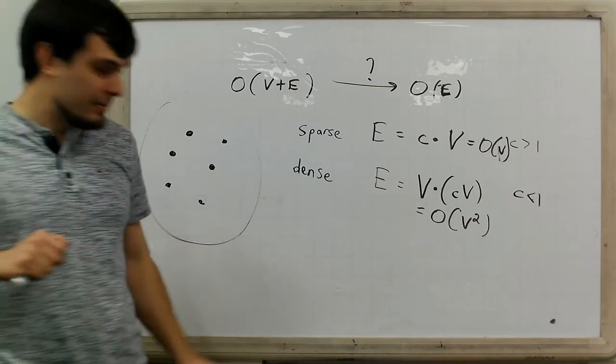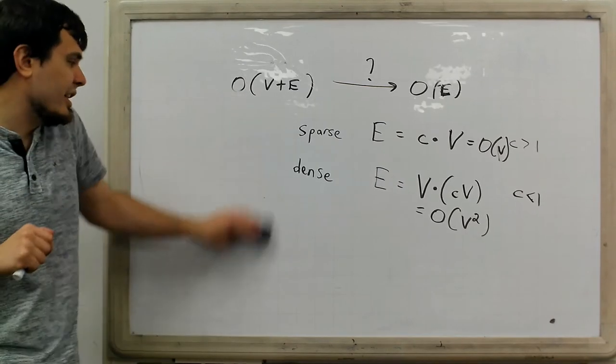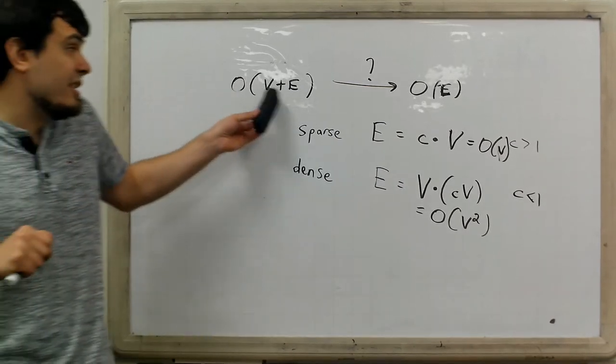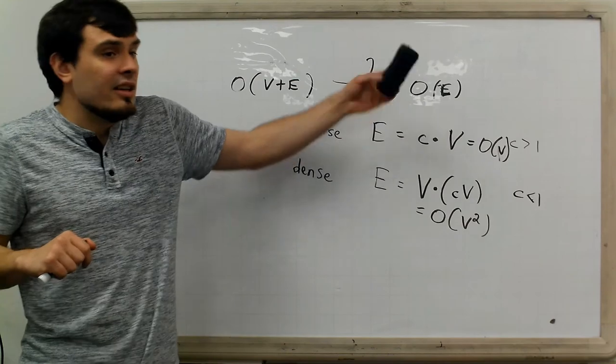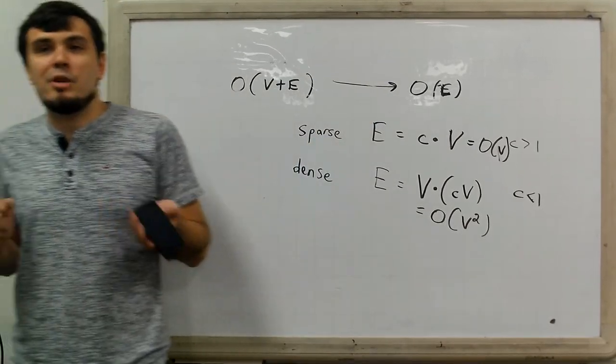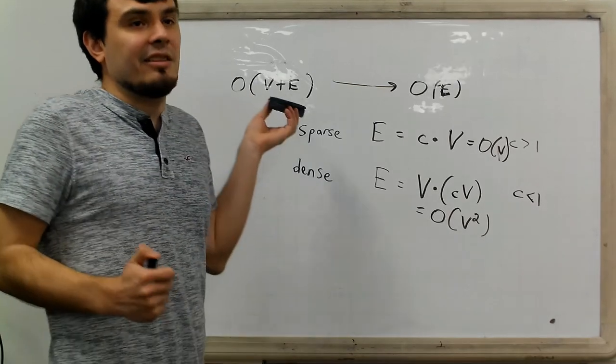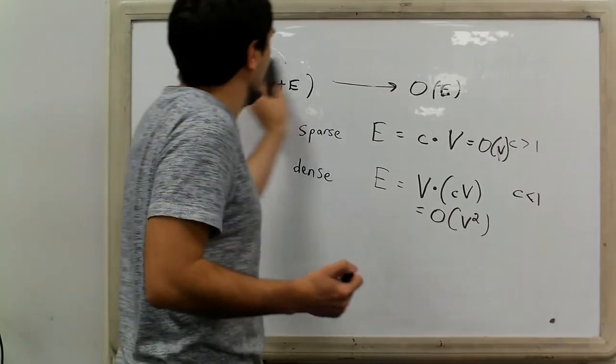Okay. So yeah, I thought that was a good question, because it does seem intuitively like order V plus E should just be reducible to order E, and it pretty much is for most practical circumstances, but technically it's not always the case, which is why it's written that way.